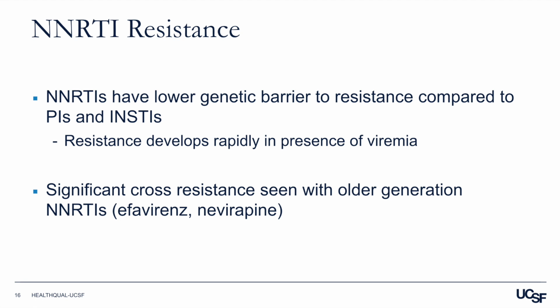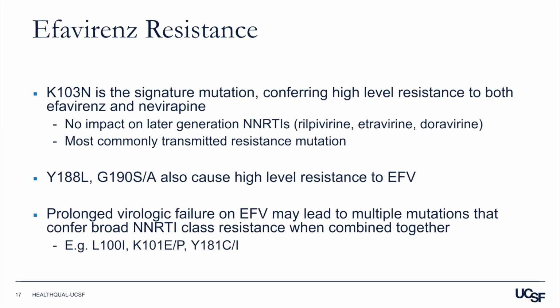And if your patient has experience with multiple NNRTIs, it's important to know that cross-resistance is common, especially with the older generation agents, and those are efavirenz and nevirapine, which are still commonly used in a lot of scenarios. Speaking specifically about efavirenz, because our patient was on it, the K103N is the signature mutation, and it confers high-level resistance to both efavirenz and nevirapine. It does not affect later generation NNRTIs, including rilpivirine, if that's something that you have available to you. It is the most commonly transmitted resistance mutation.